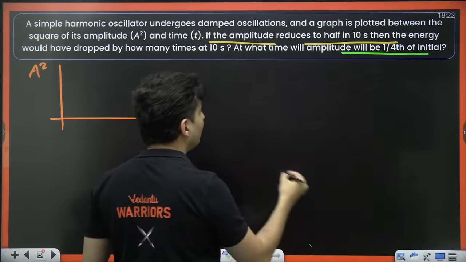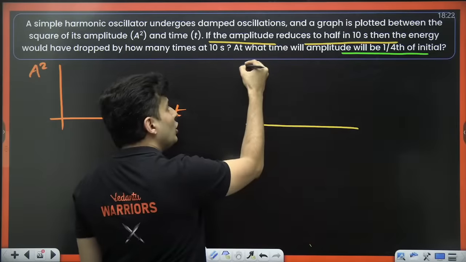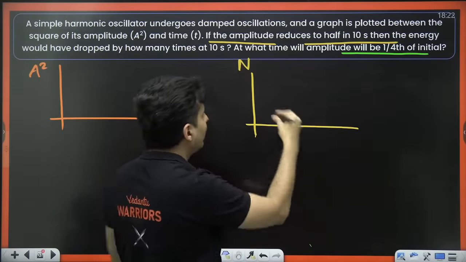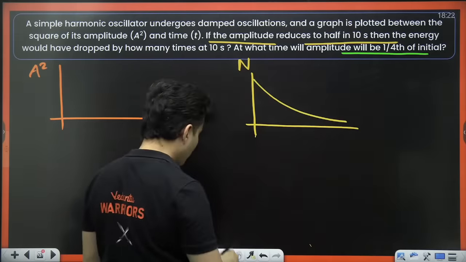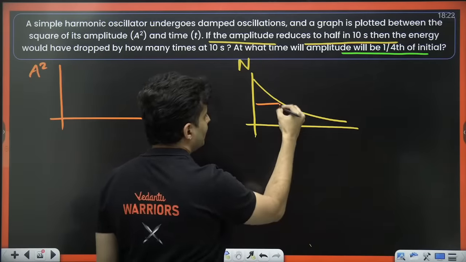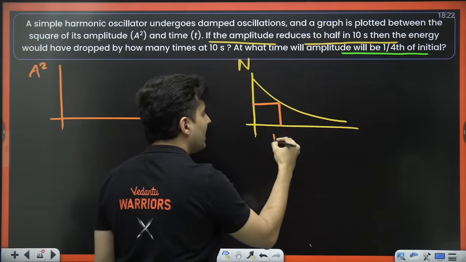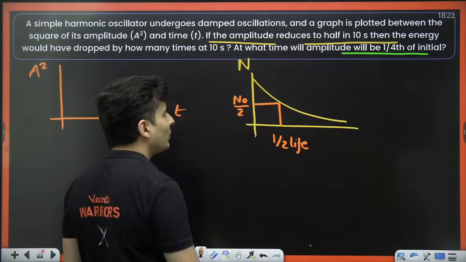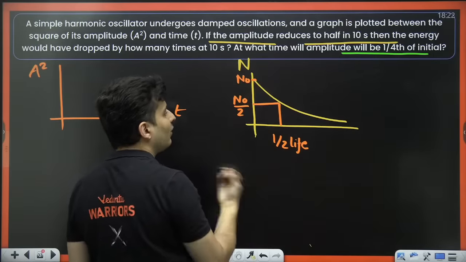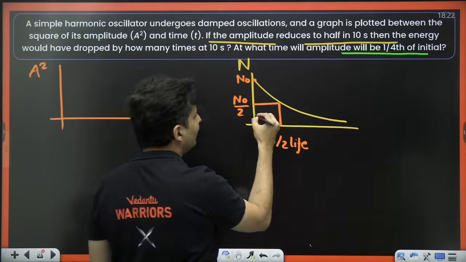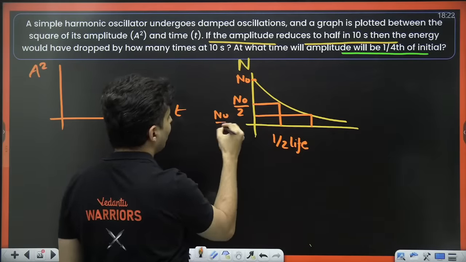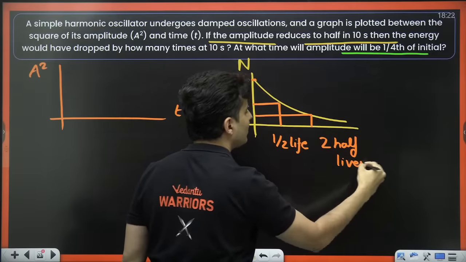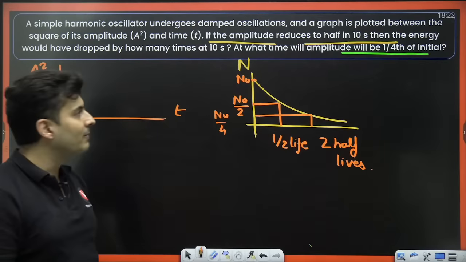If you have a concentration n or quantity n and it is decaying exponentially like this, then understand after exactly half life the quantity becomes original by 2. Whatever was the original, it will become half of that. It will become half of that, that means n naught by 4, after two half lives.